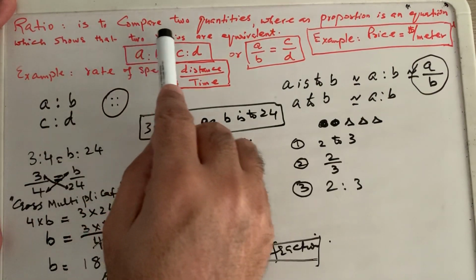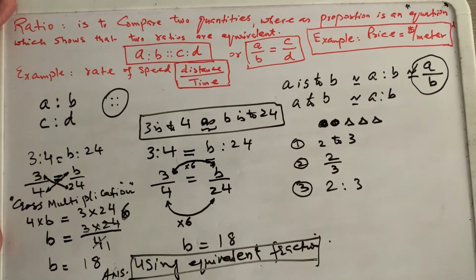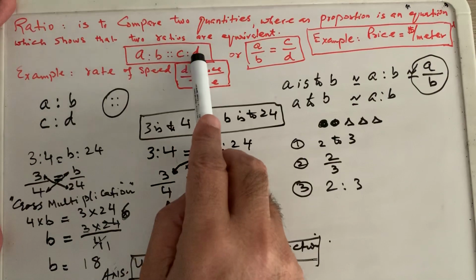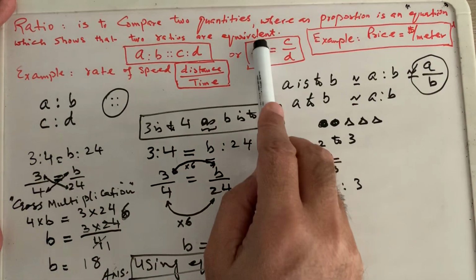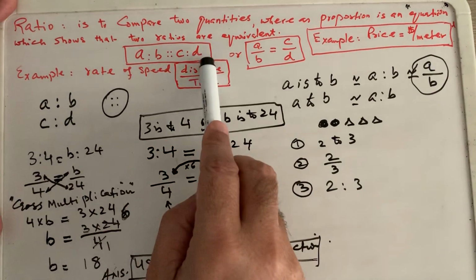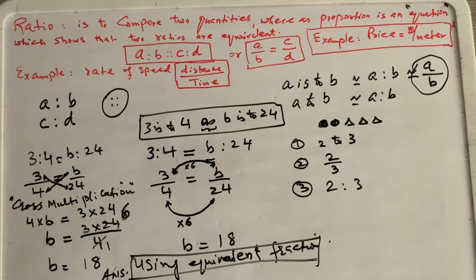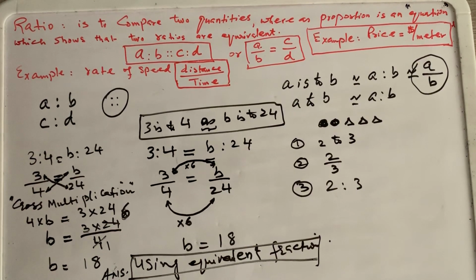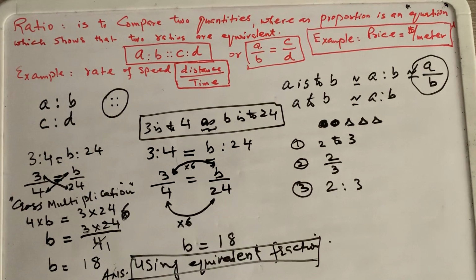Ratio is to compare two quantities, whereas proportion is an equation which shows that two ratios are equivalent, right? A is to B, proportion, C is to D. We can also write it as a fraction, A over B is equal to C over D, right? And what are the examples in real life situations? We have rate of speed, distance divided by time. We say we cover this distance in a certain time by car or cycle or aeroplane, and this is the ratio. So rate of speed is a ratio between two quantities.